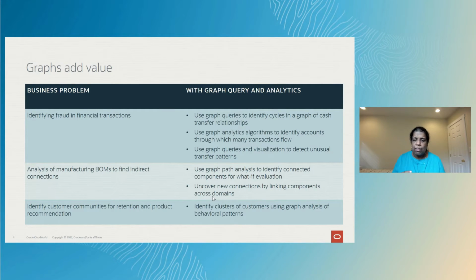So these graph patterns and graph analytics algorithms can give you new insights that are not easily possible using other methods. In manufacturing, we have bill of materials that naturally form a graph and can be used to find indirect connections between components. For example, you might want to do a what-if evaluation. What happens if you change the design of a particular component? What is the impact on all the other components in my bill of materials? Or I want to uncover new connections because I've linked components from different domains, and I can do a path analysis in a graph to identify that these components are connected.